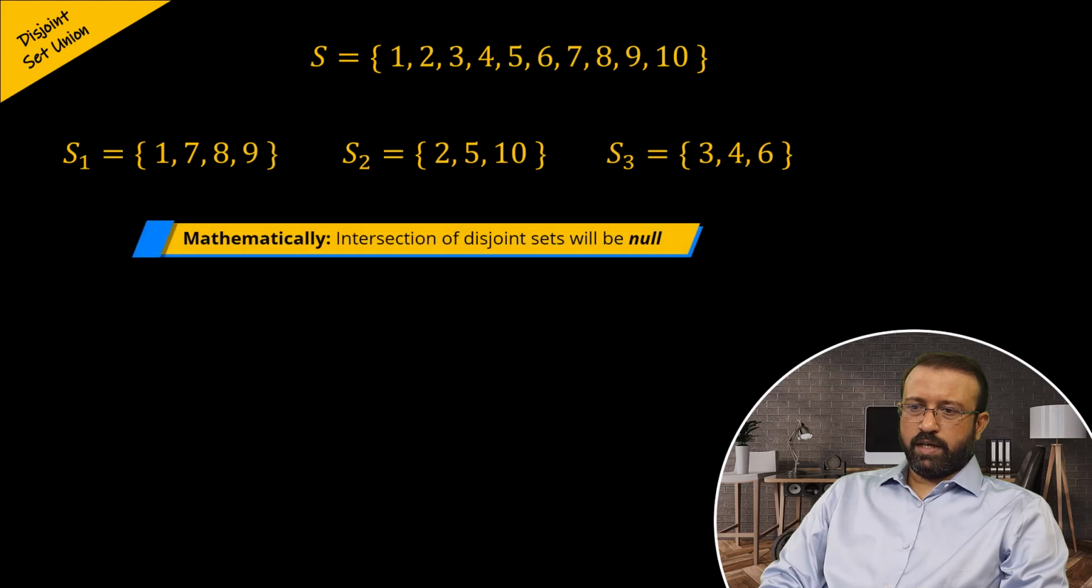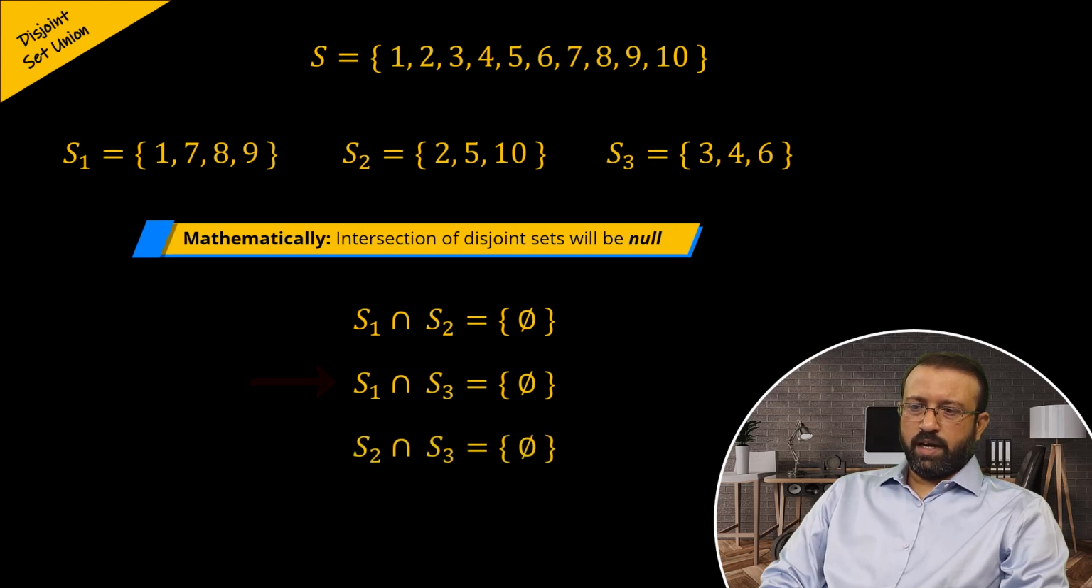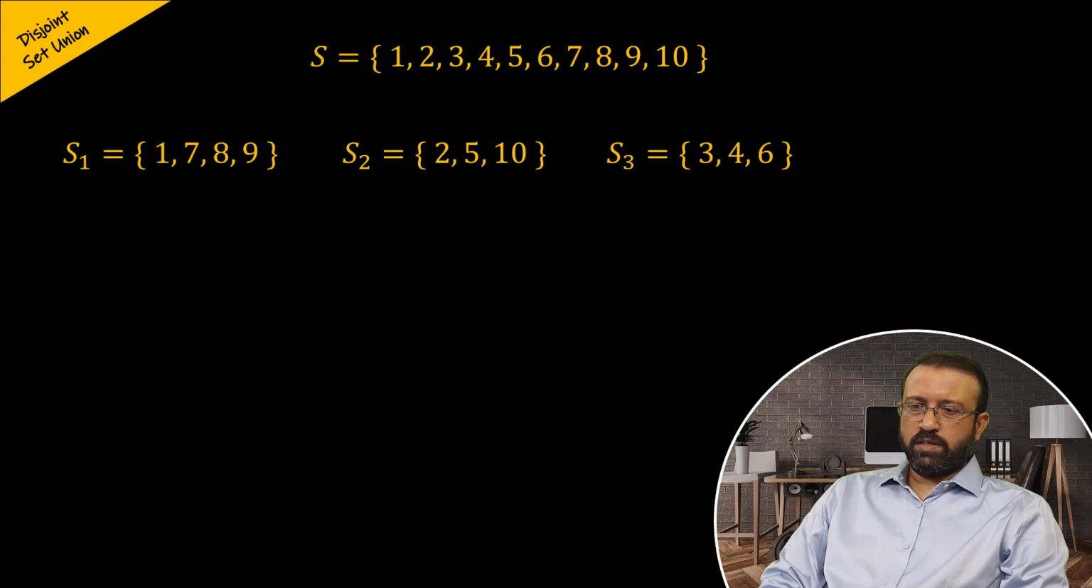The other point is that mathematically, the intersection of disjoint sets will be null. In this case, S1 intersection S2 is null because there are no common elements. In the same way, the intersection of S1 and S3 is null, as well as the intersection of S2 and S3, because there are no common elements. So, we call these three sets S1, S2, and S3 disjoint sets.